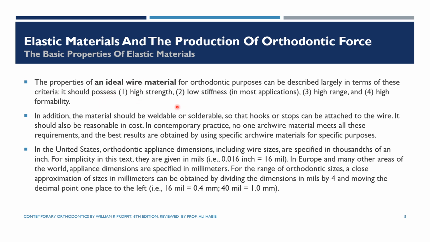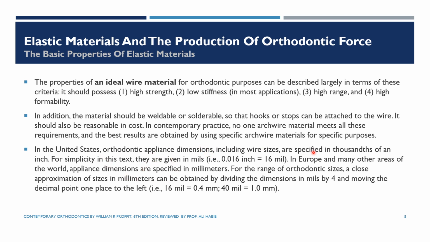If we want an ideal arch wire, we need a wire that has high strength, low stiffness, high range, and high formability. You need a strong wire, but not very stiff, so you can insert it. It allows some activity for a longer period of time, high range, and high formability. In addition, before, we needed the wire to be weldable or solderable, so sometimes we could solder or weld a hook to it. Nowadays we don't need this feature because we have crimpable hooks and other accessories.